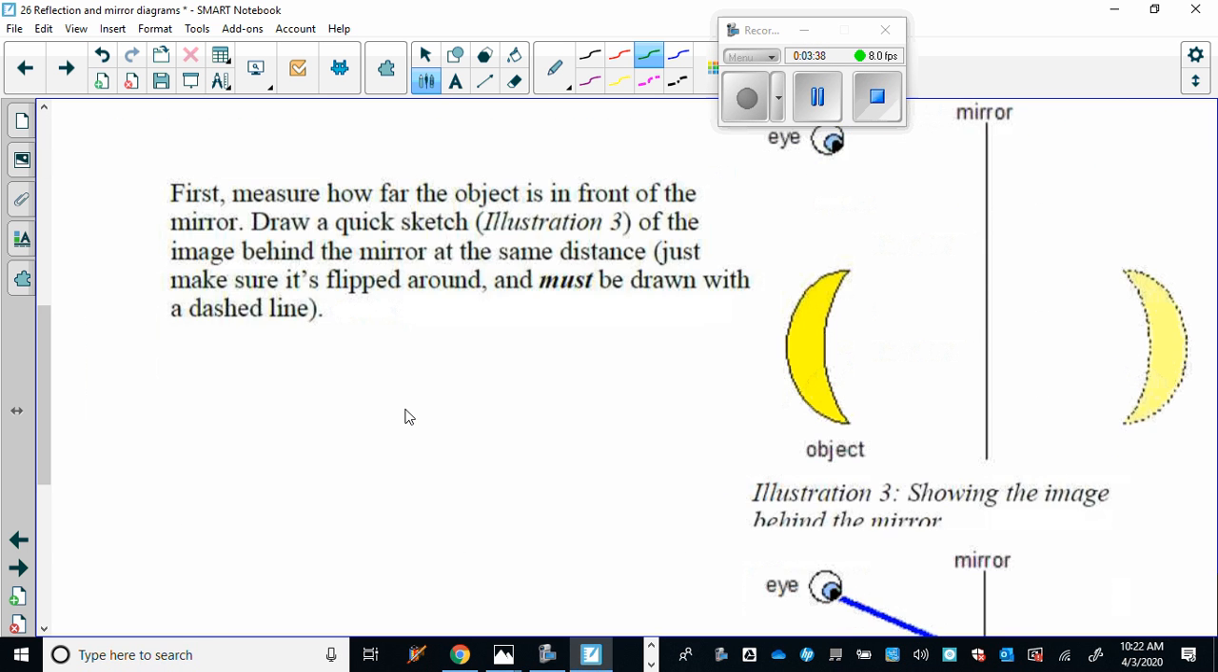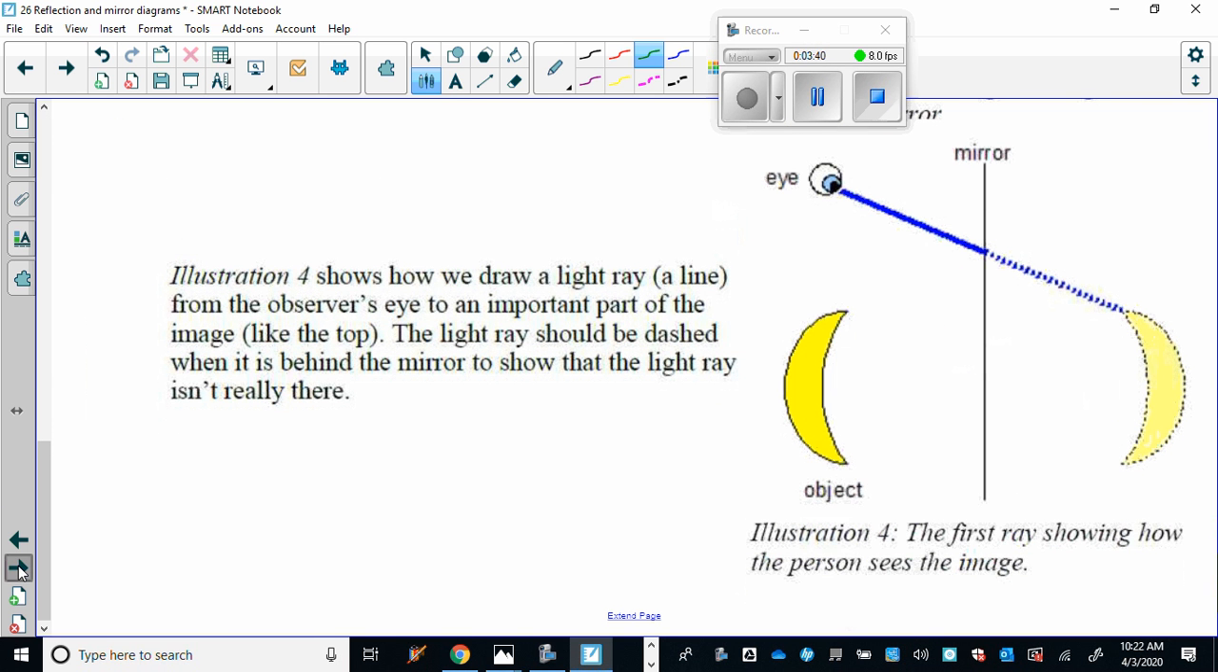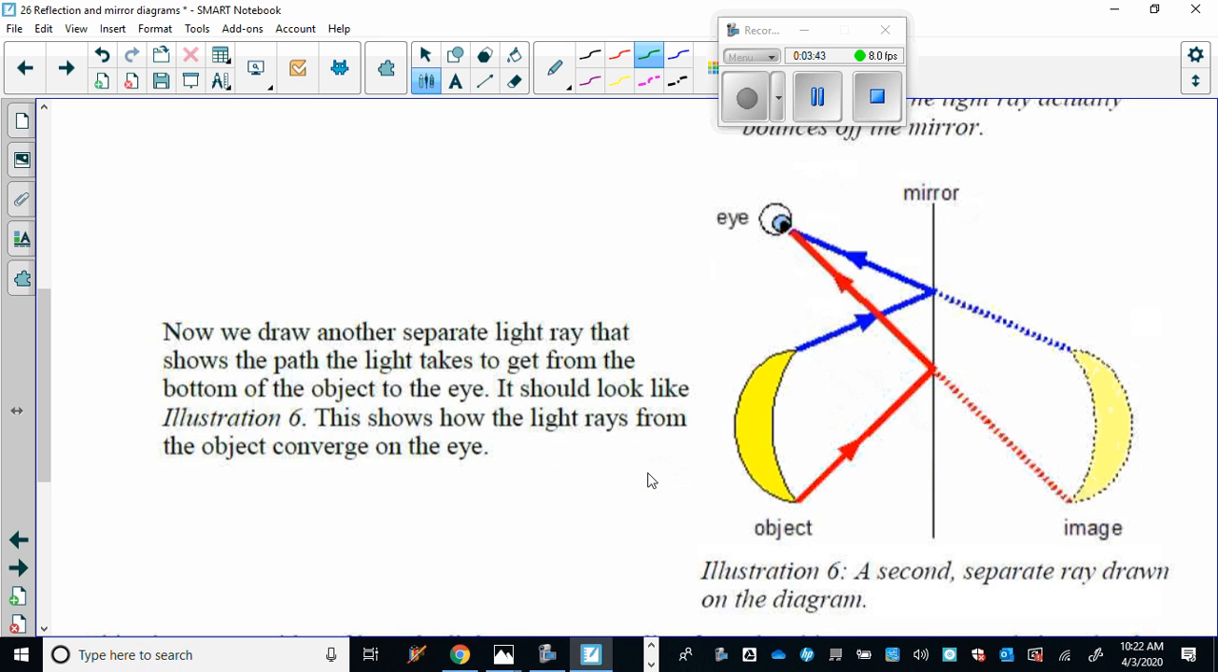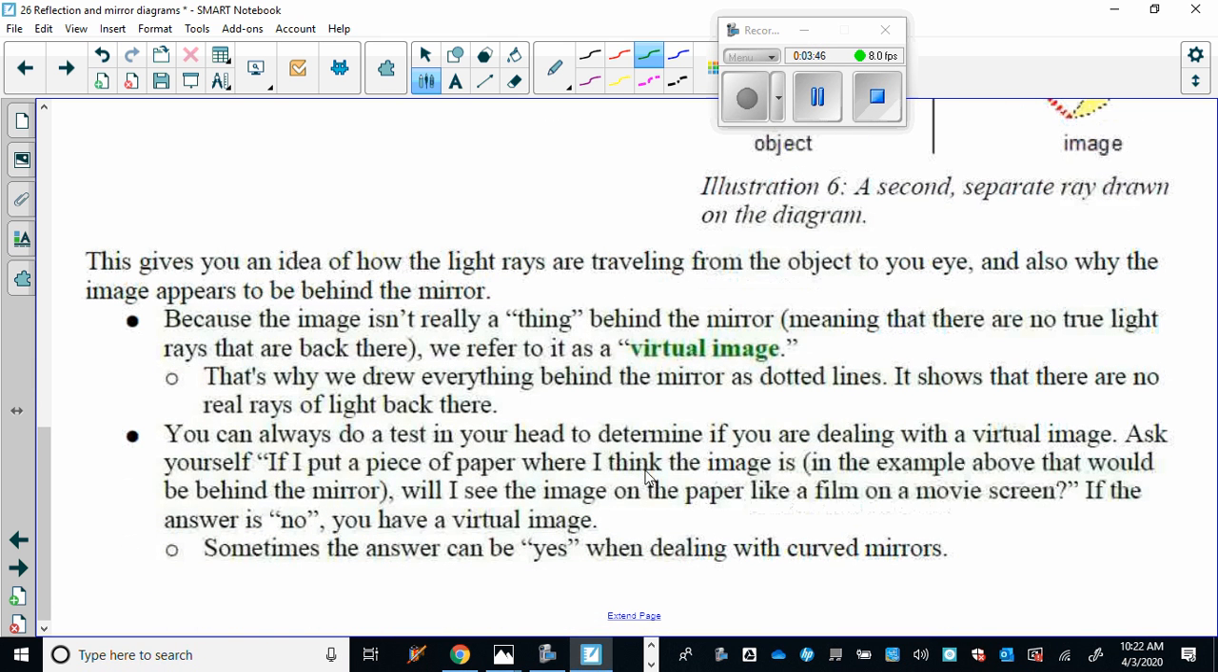It's called a virtual image, which we will get to. You can go through your notes, and there it is right there. Okay, but then read this part here, because this is the part that is probably going to be new to you or a little freaky, and that is the concept of a virtual image. Because the image really isn't a thing behind the mirror, meaning that there are no true light rays back there, we refer to it as a virtual image. And with mirrors, if the image is behind the mirror, we call it virtual, and if the image is in front of the mirror, where you would expect the image to be, we call it a real image. So you need to know the difference between virtual images and real images.